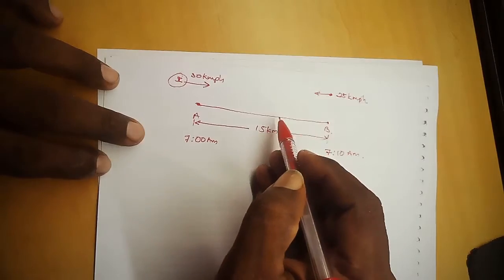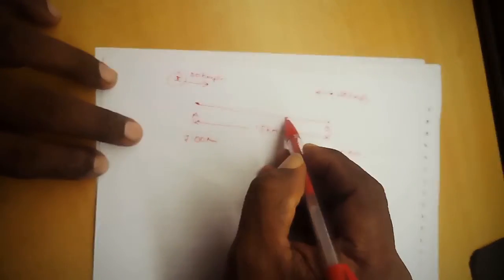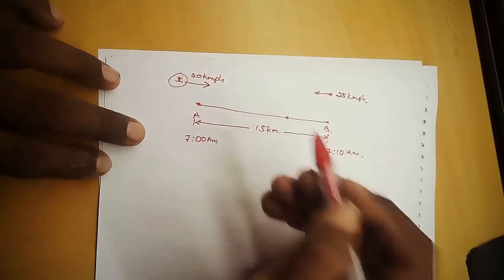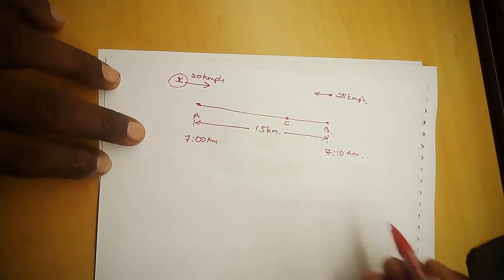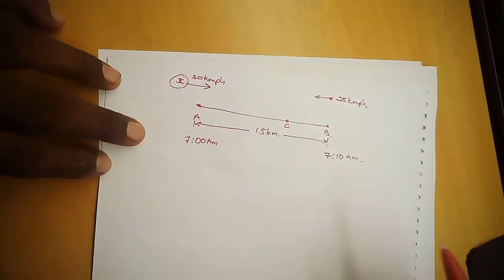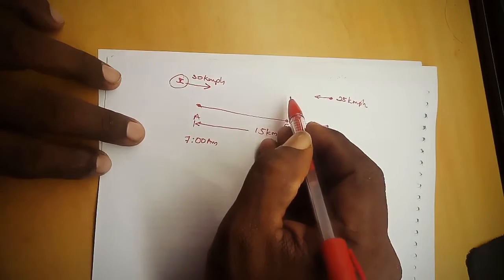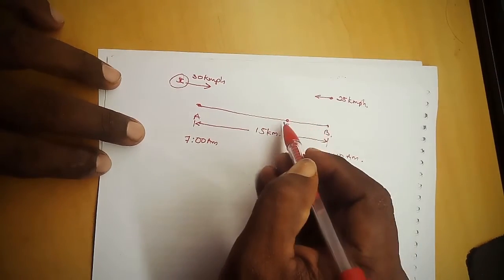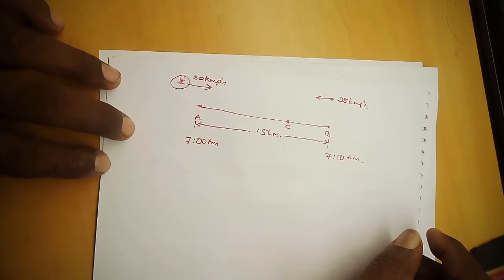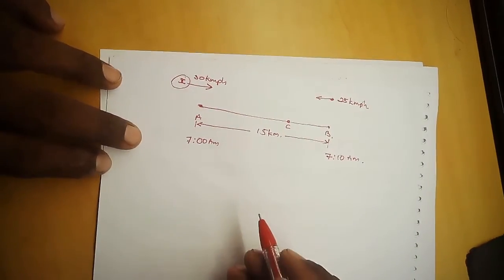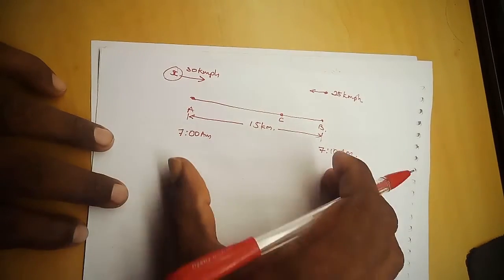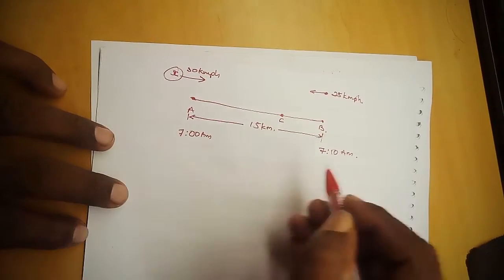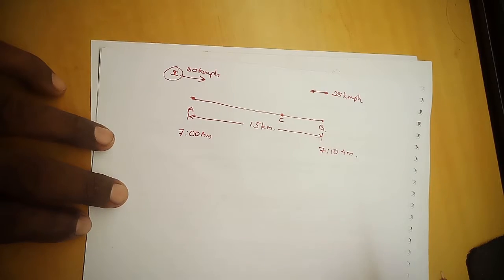So we want to find out at what distance or at what point they will meet together. So let it be C. So the question is, where is C and at what time will they meet, and what is the distance? To solve this problem, we have to start both persons at the same time. One man starts at 7 a.m. and another man at 7:10 a.m.